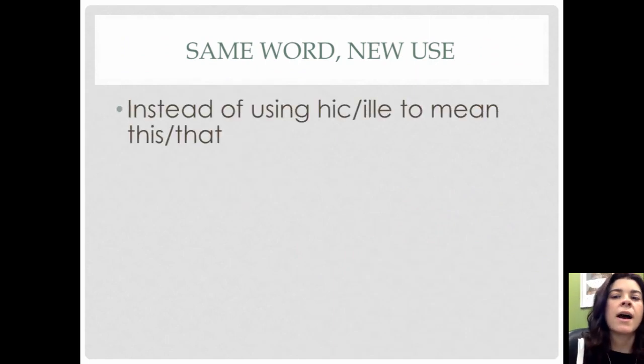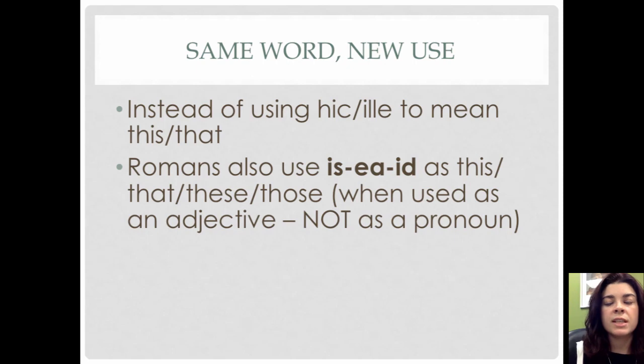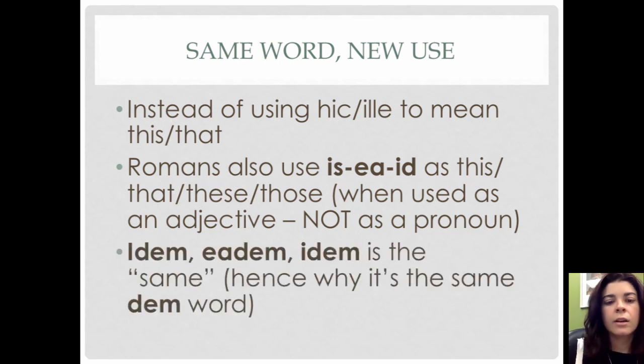So now let's talk about how we're going to be using is, ea, id as a demonstrative. So instead of using hic or ille to mean this or that, we're actually going to start using is, ea, id as this, that, these, or those, when it's used as an adjective, not as a pronoun. Idem, eadem, and idem is always going to be the same. This is why it's called the same dem word, okay?